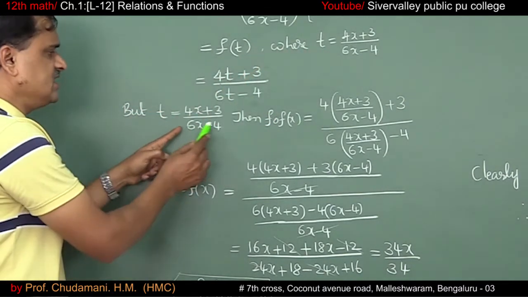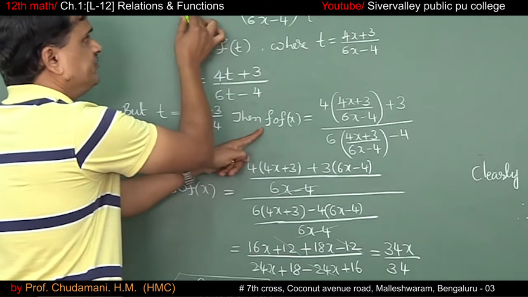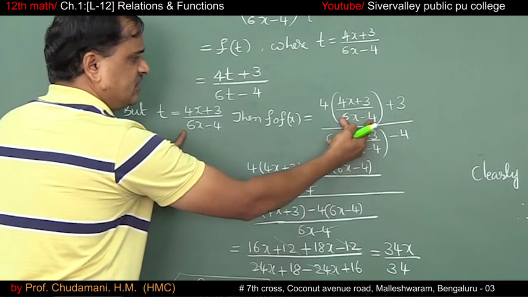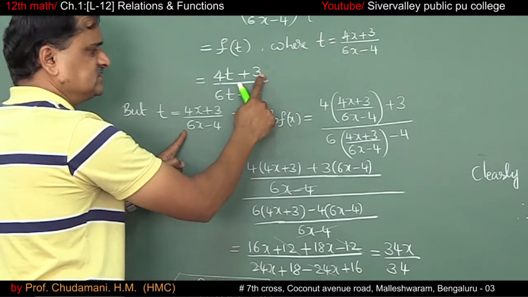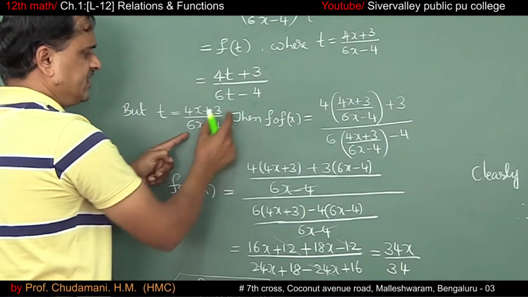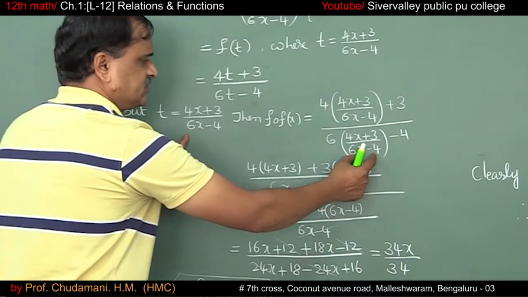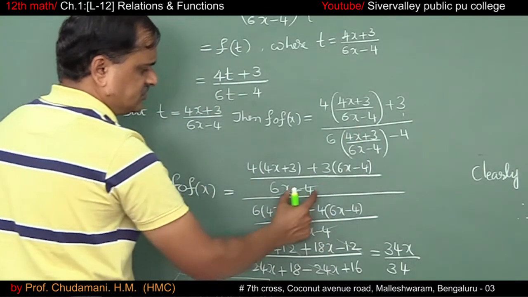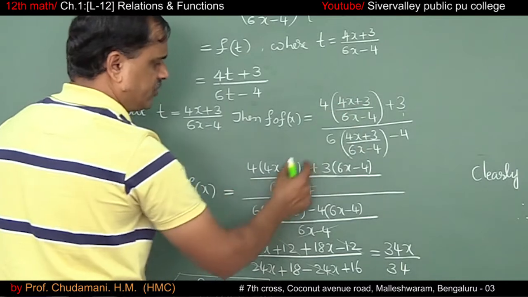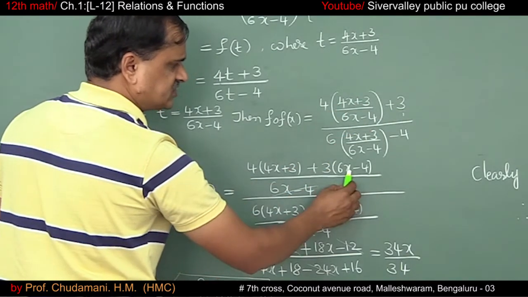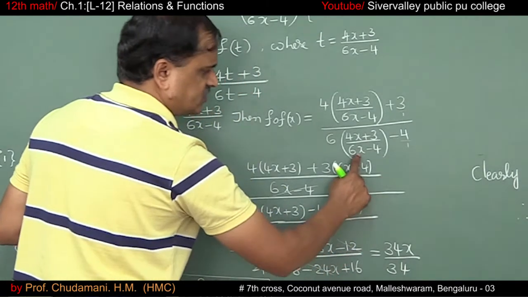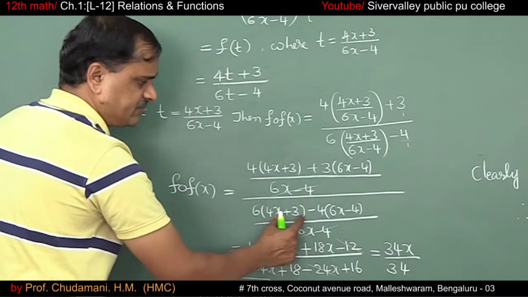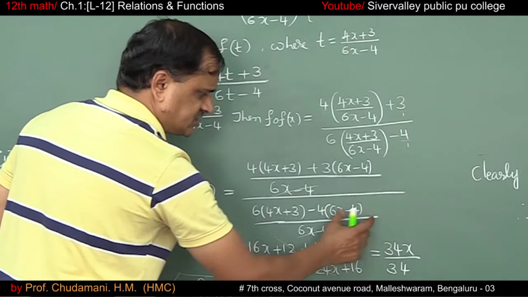Resubstitute t. But t is equal to this, then f composition of f and f equals 4 into, in place of t, 4x plus 3 by 6x minus 4, plus 3 as it is, whole divided by 6 into, in place of t, 4x plus 3 by 6x minus 4, minus 4. Here nothing means 1 we have. Take the LCM, 6x minus 4: 4 into 4x plus 3 plus 3 into 6x minus 4. Here also nothing means 1. Take the LCM as 6x minus 4: 6 into 4x plus 3 minus 4 into 6x minus 4.